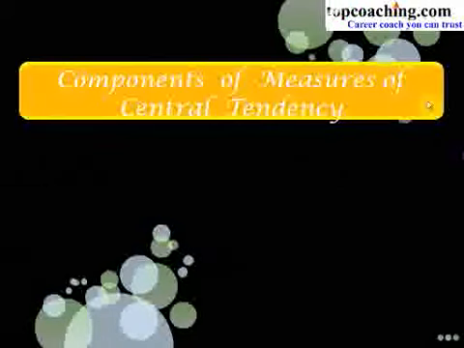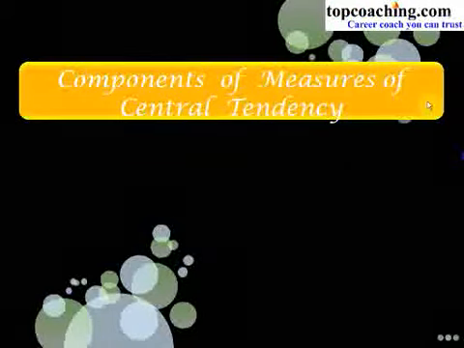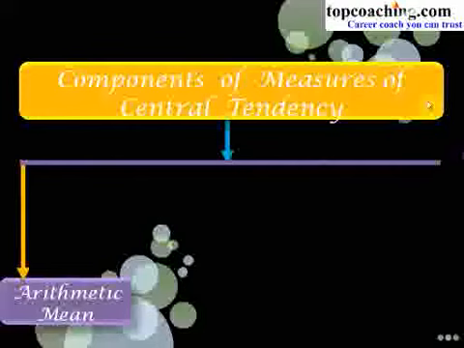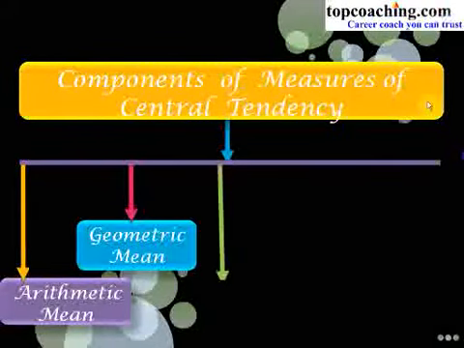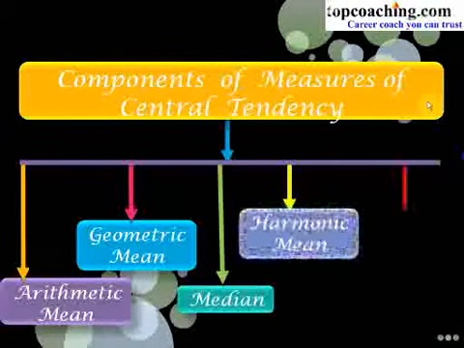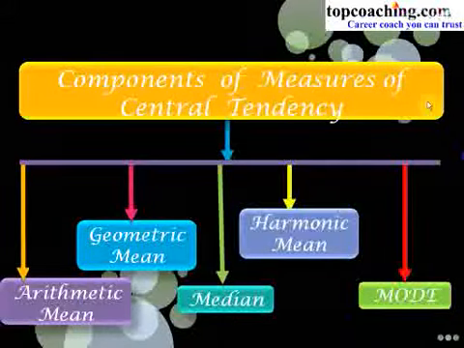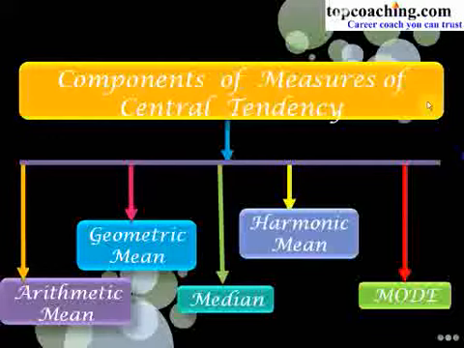For this reason, an average is called a measure of location or a measure of central tendency. Now basically, the commonly used measures of central tendency are: first one is arithmetic mean, second one is geometric mean, third one is median, then harmonic mean, and last mode. But here we shall study only the arithmetic mean, or simply mean, median and mode. Now let's start our first component, that is mean.